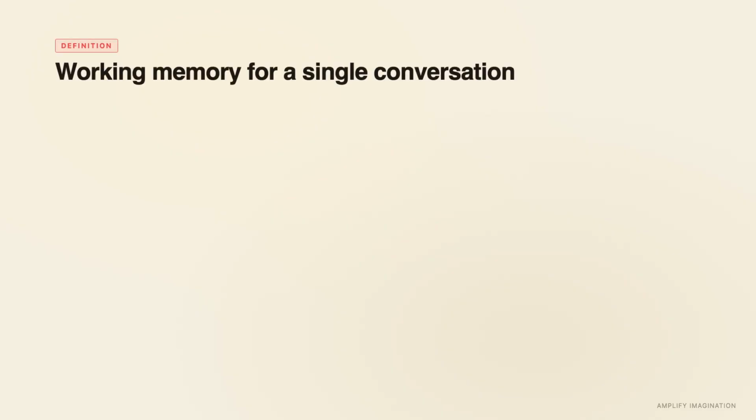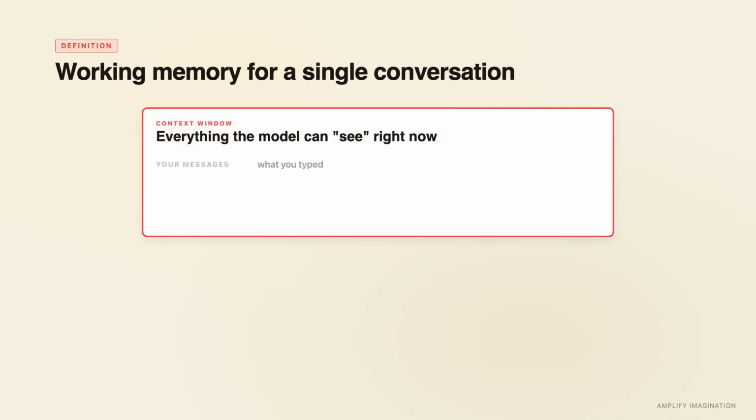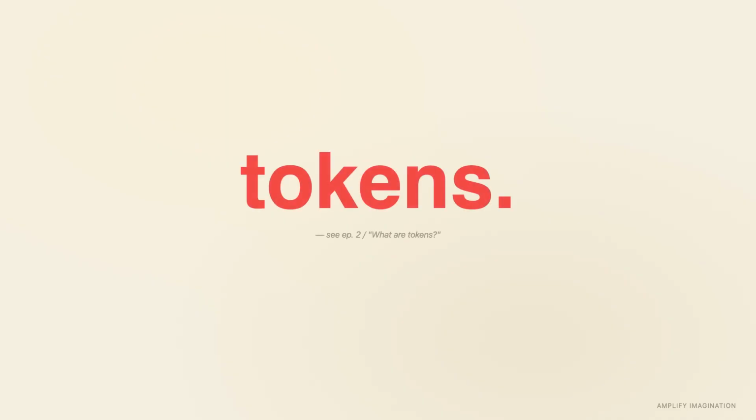The context window is the model's working memory for a single conversation. Everything the model can see right now lives inside it. Your messages, the model's previous replies, any system instructions the product added on your behalf. And it's measured in tokens, those chunks we covered in episode 2, not words.